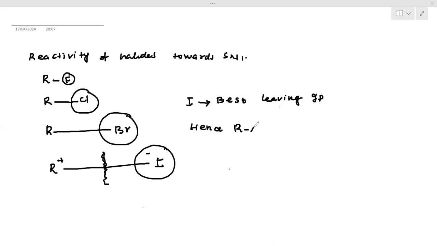Hence the alkyl halide order: alkyl iodide is the best and has the fastest reactivity, then bromide, then chloride, then fluoride. Okay, this is the methodology. The halide in the alkyl halide should be like this. Right, now some combinations.